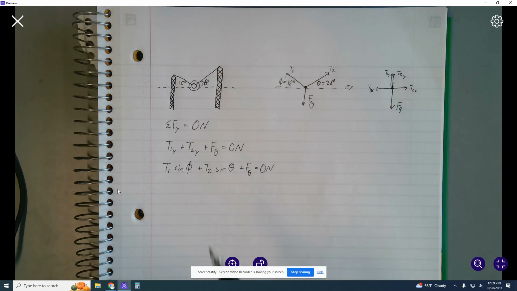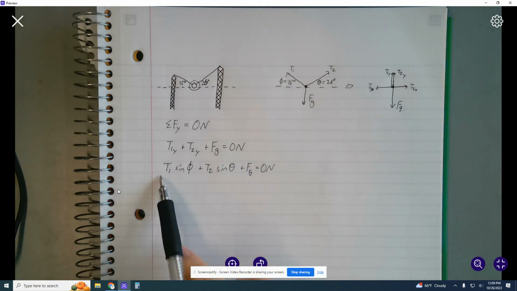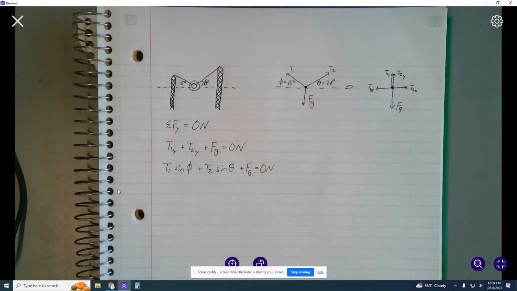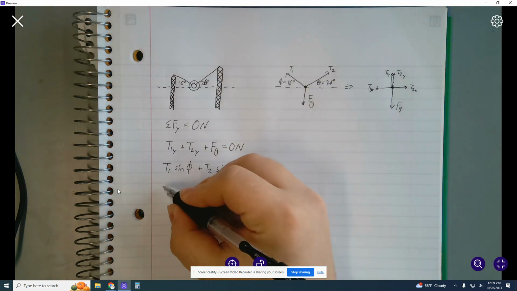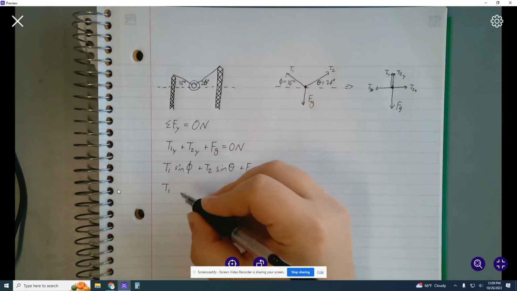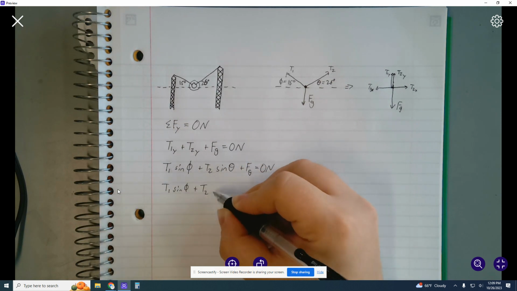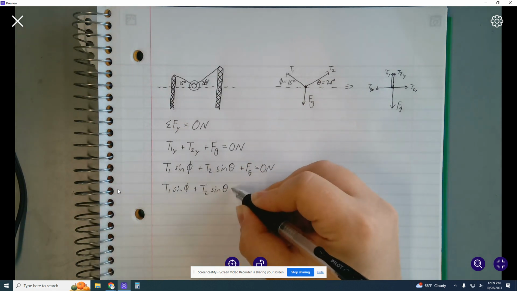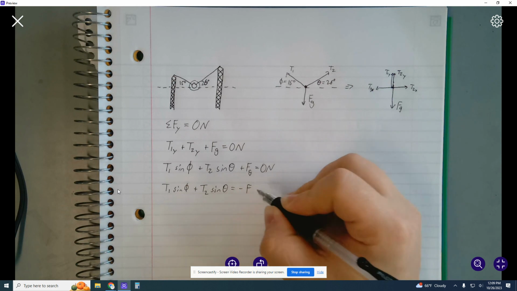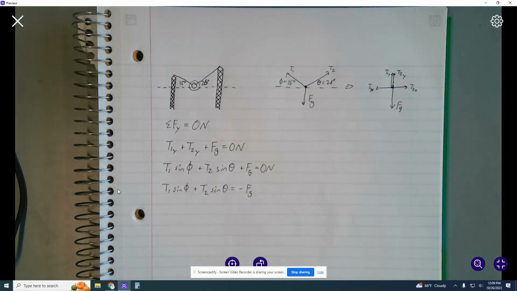All right, I know I want to solve for my T's. I have that given, so I'm going to rearrange this a little bit so that we have T1 sine phi plus T2 sine theta is equal to negative Fg. All right. I have an issue here, though. I have two unknowns in that equation. I can't go forward and just solve for those values.